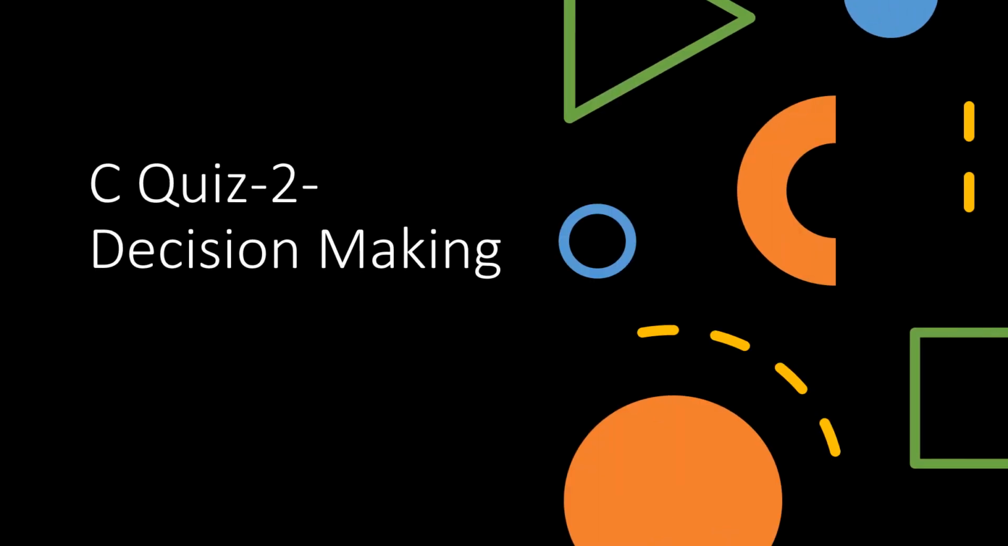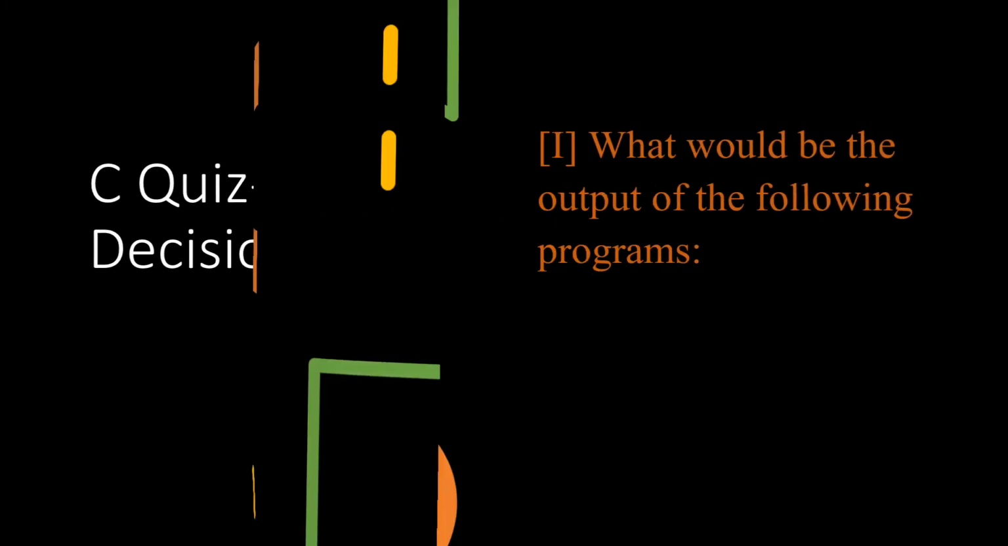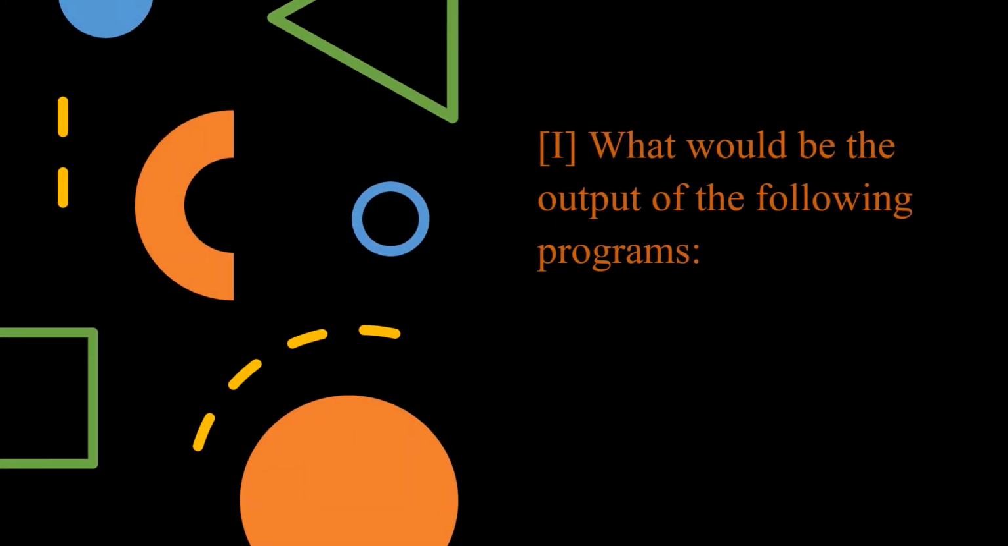Hi everyone, let's go over quiz 2, decision making based on if-else conditions. In this video, we are going to cover all the possible conditions in the if-else scenarios. I'm sure it will be a great learning. Let's go over. The first section is: what would be the output of the following programs?